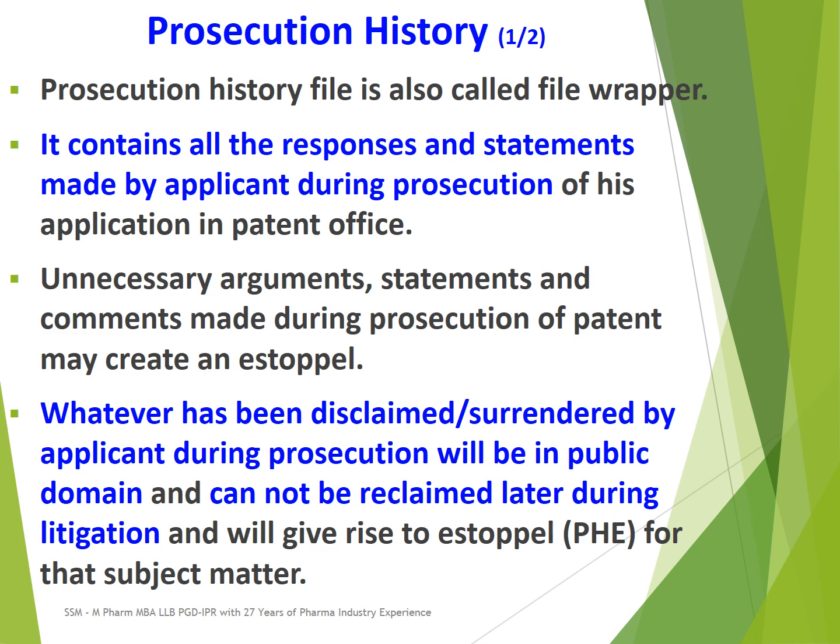Whatever has been disclaimed or surrendered by applicant during prosecution will be in public domain, and it cannot be reclaimed later on during litigation, because it will create an estoppel, prosecution history estoppel for that matter. So whatever you disclaim or surrender during prosecution, it cannot be reclaimed later on, and estoppel will apply. Estoppel will stop you from later on reclaiming whatever you disclaimed or surrendered during patent application prosecution.